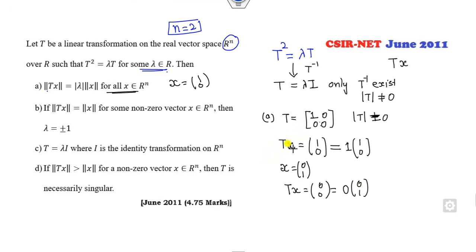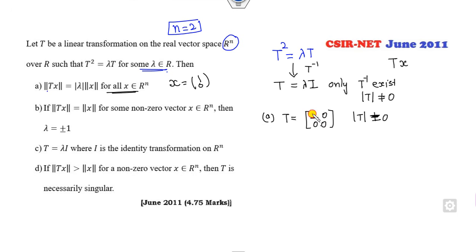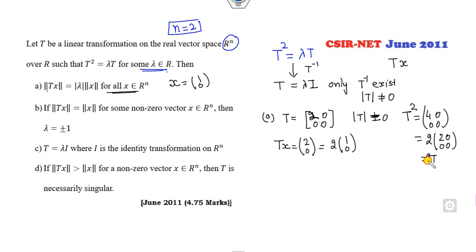What I can do is, instead of the 1, if I change it to say 2, fine. Then if I choose this value, Tx is 2, 0. Can you say this number is here? Fine. So it means T of x is this. It is satisfied, but does it satisfy this property? What is T square? It is 4, 0, 0. So I can say it is 2 times 2, 0, 0. That is 2 times T. It is satisfied. Fine.